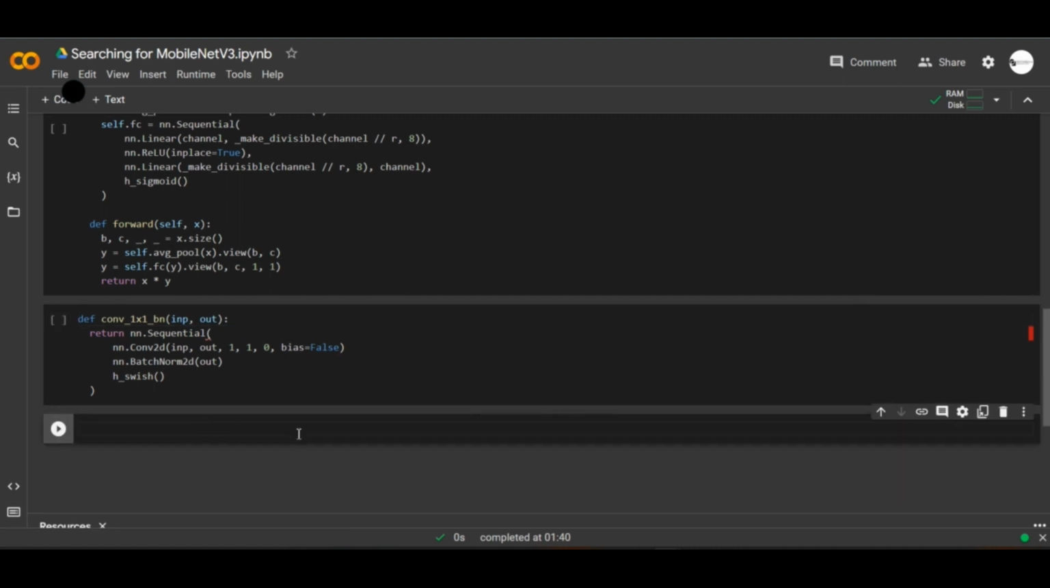Then I'm going to have def conv 3 by 3, also bn. We're taking the input, output, and stride. We return nn dot sequential.